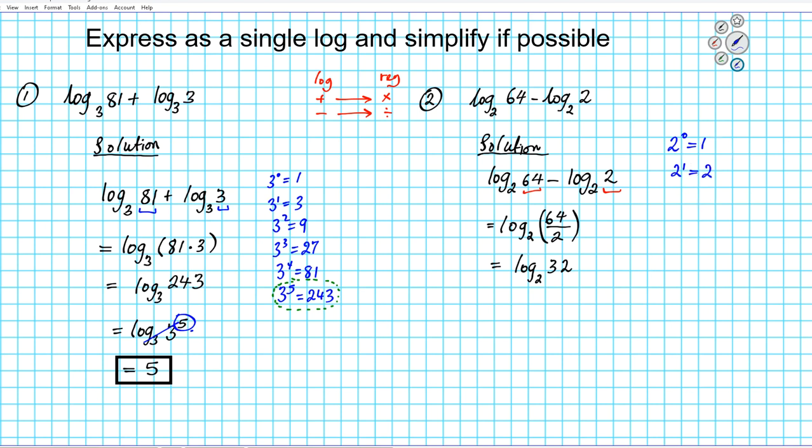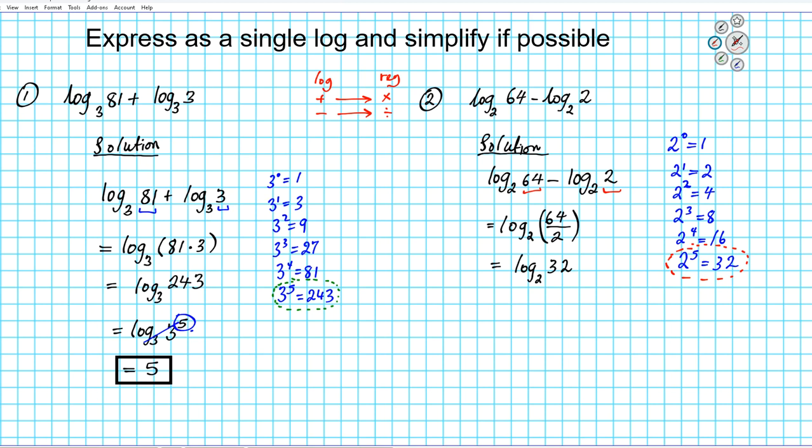2 to the second power is 4. 2 to the third, times that by 2, is 8. 2 to the fourth is 16. 2 to the fifth is 32. Oh, there you have it. Excellent. So this is the equation we're going to use for our substitution, okay?